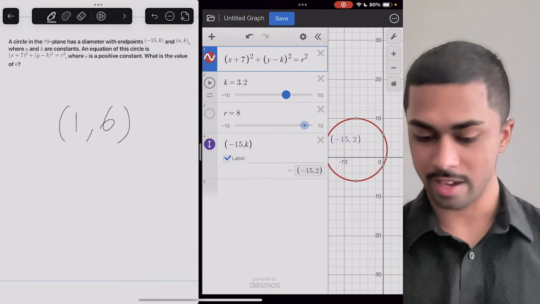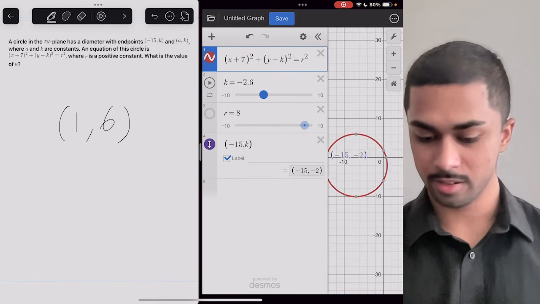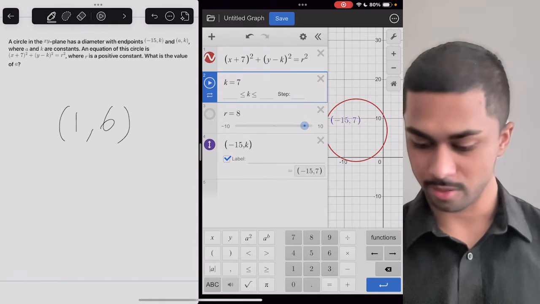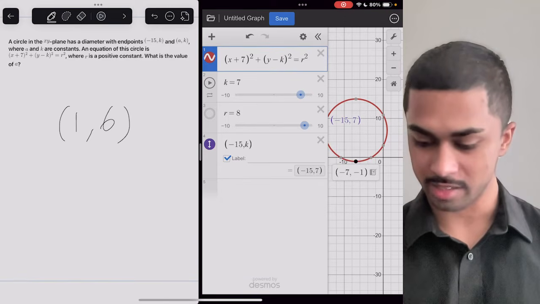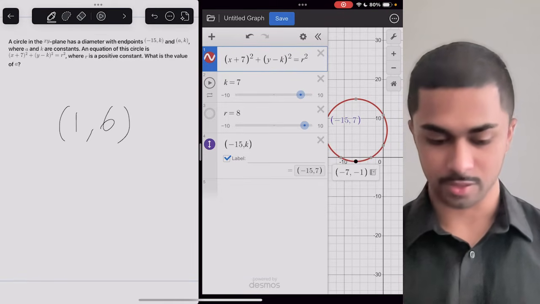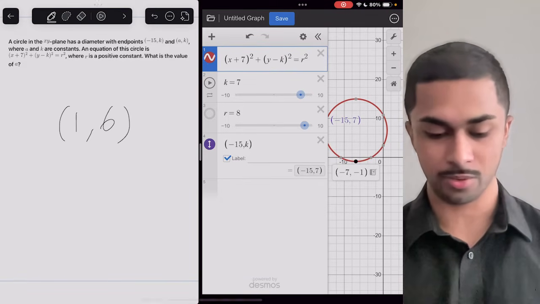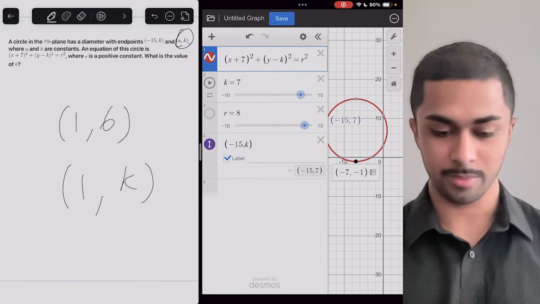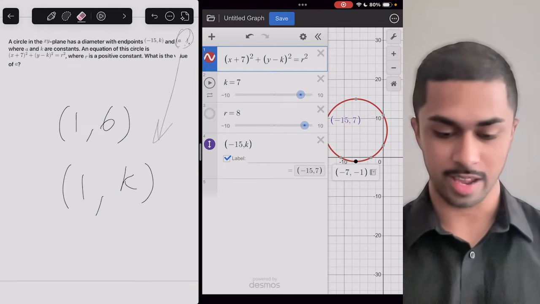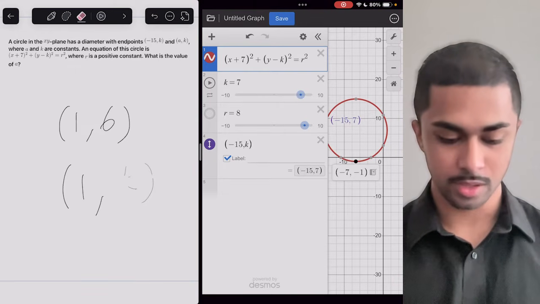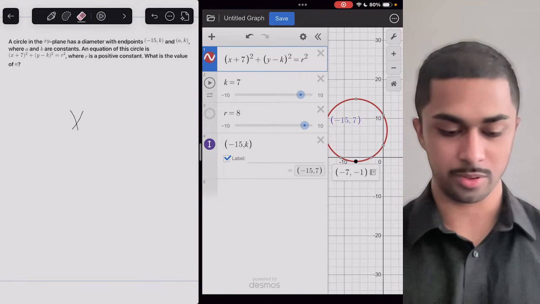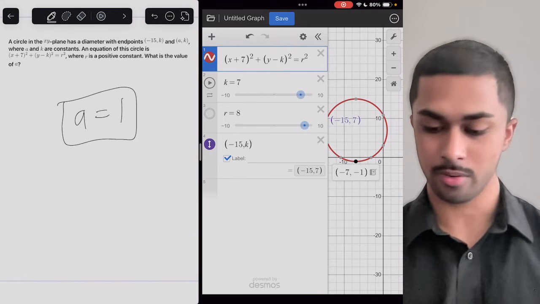And you can see that for any value of k, let's set k equal to, I don't know, 7. I think we had 6 last time. Yeah. So it's 1, 7. So for any value, it's always going to be 1, k, right? Because this other endpoint is a, k. So we don't care about the y value, we only care about the x value. And the x value is always 1. So a is going to be equal to 1.